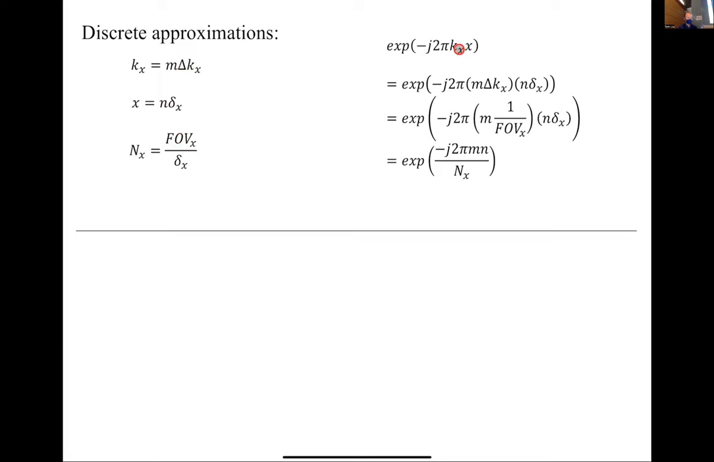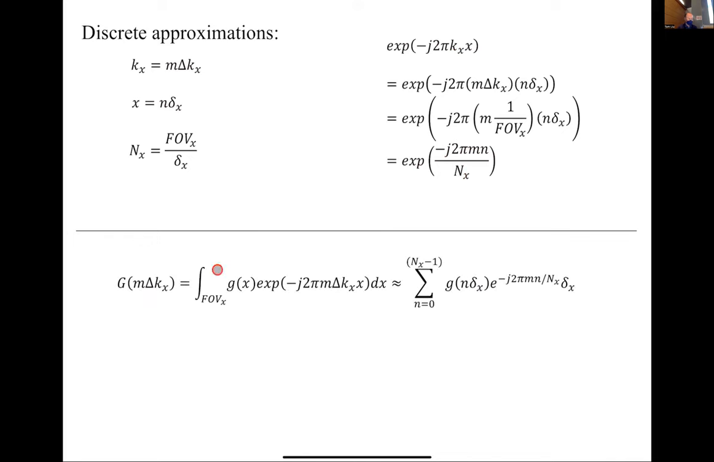So if I plug those approximations into the e to the minus j 2 pi kx x, then this just turns out to be e to the minus j 2 pi m n over N sub x, okay? Where this index is K-space, this index is image space, and this is the number of voxels I have. So it's just showing that everything becomes integer values. And so what I can do is approximate these integrals as summations, where now I just have these integer values. And this is essentially what MATLAB does for you. It basically computes things at integer values.